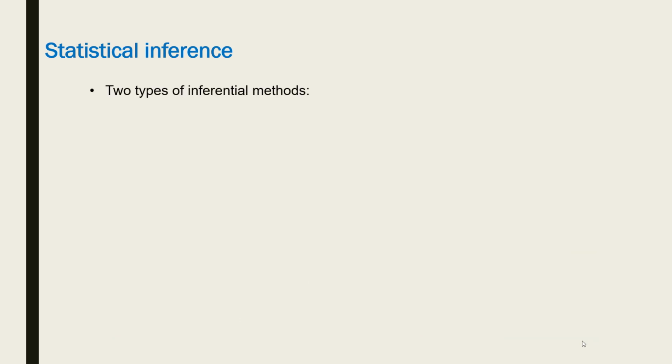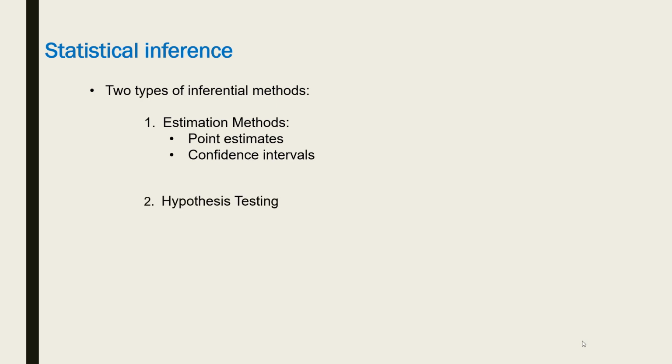Statistical inference. Two types of inference methods. First one is estimation methods. Under this, we are going to talk about point estimates and confidence intervals. In this video, I am going to talk about estimation methods. But next, hypothesis testing. In my next video, I will be talking about hypothesis testing.